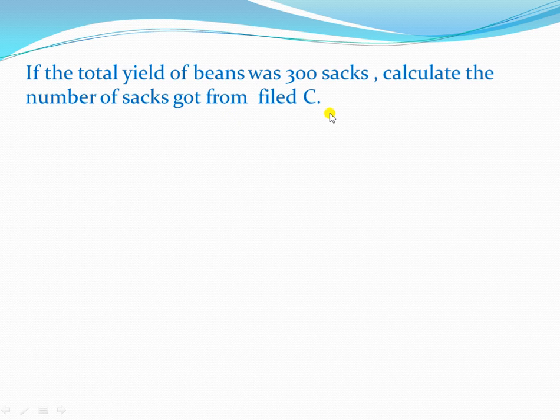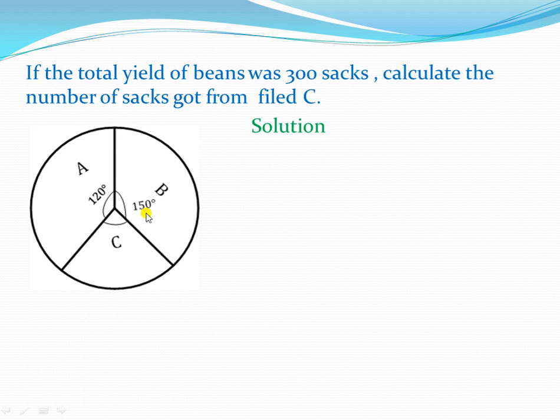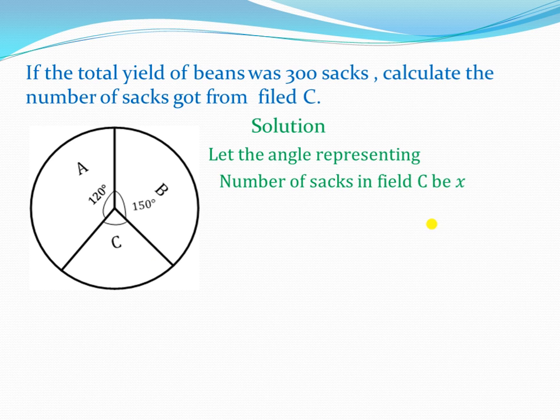This is very interesting. Now, when you get back to our diagram, you're going to realize we already had the angle for A, we had the angle for sector B, and we didn't have the angle for sector C. So what are you going to say? We are going to still say, let the angle that represents this sector be any letter of our choice. So we can say, let the angle representing the number of sacks in field C be X. Now, if this is going to be X, it means when we add angle X plus 120 degrees plus 150 degrees, we should be in position to get 360 degrees.